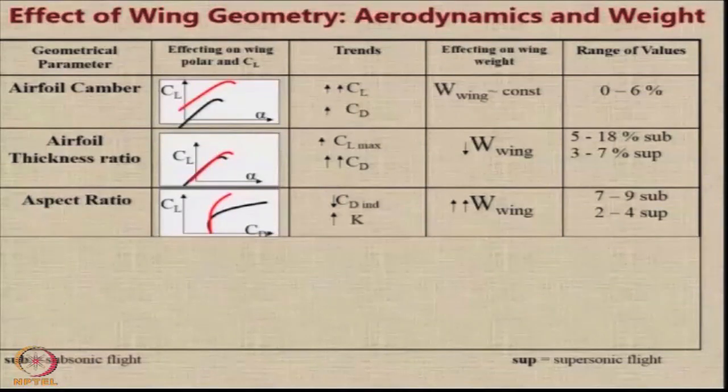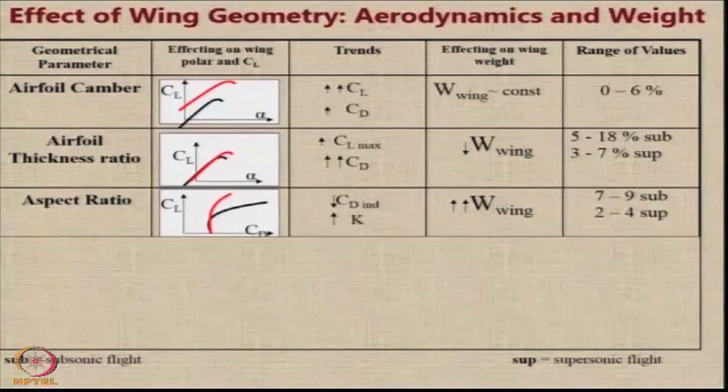The aspect ratio is a very important aerodynamic parameter. As I mentioned, it is an indication of the slenderness of the wing. It improves the induced drag coefficient K, and it reduces the induced drag because of that.